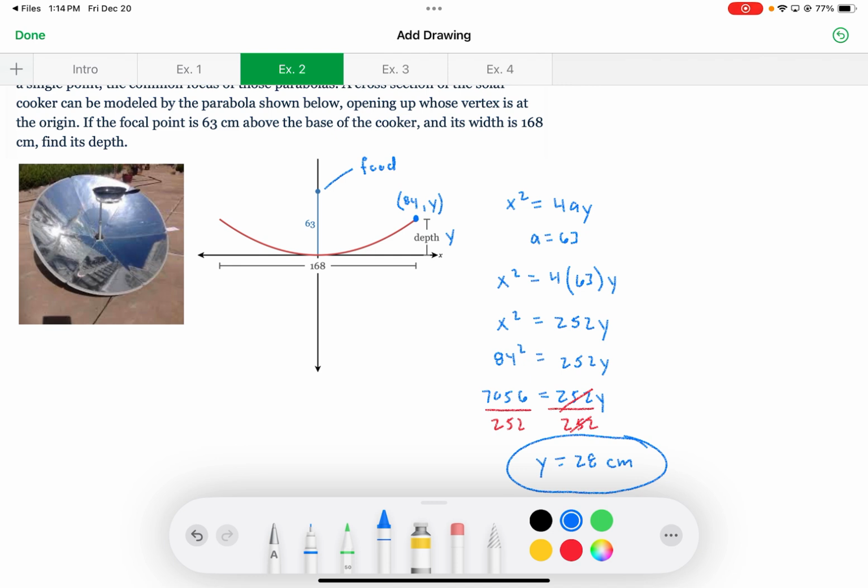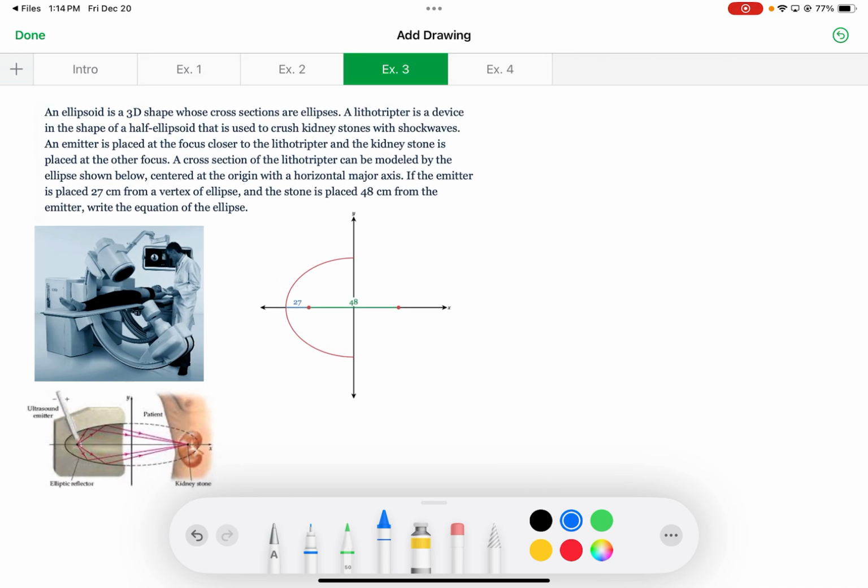All right, next one. Now we switch over to an ellipse application. An ellipsoid is a 3D shape whose cross sections are ellipses. So here we have a lithotripter. It's a device in the shape of a half ellipsoid. It's used to crush kidney stones with shock waves. So what happens is you have an emitter, you place it at the focus closer to the lithotripter, and then the kidney stone is placed at the other focus.